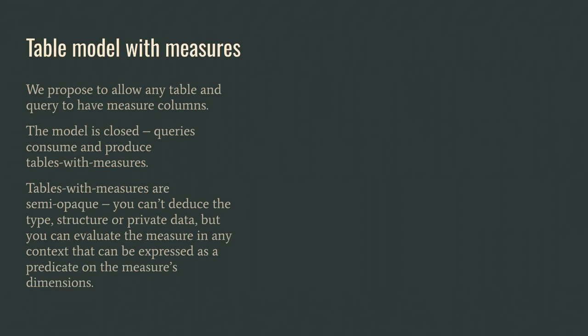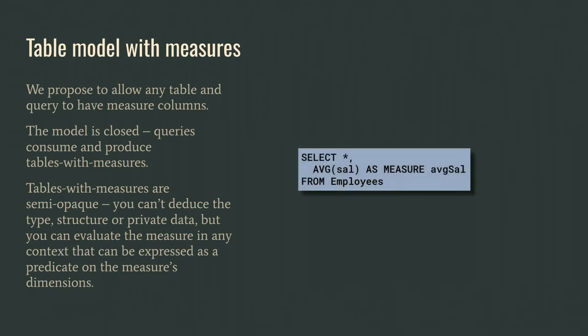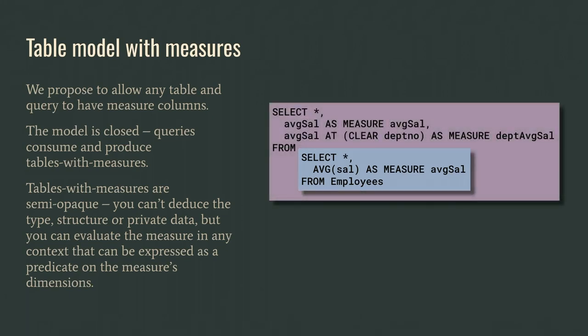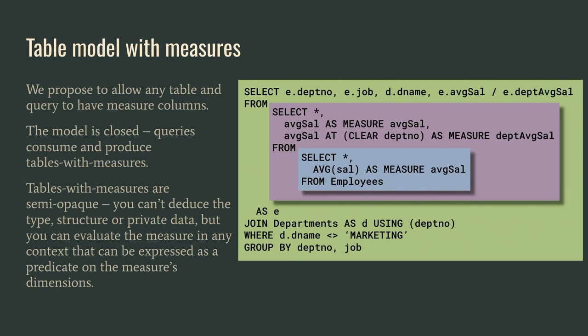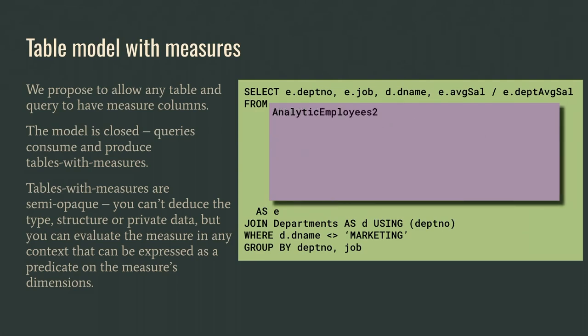So what I want to do is create a new data model, tables with measures, that has the same closure property. I want to create this view which is all the employees plus an additional measure. I want to call this a table with measures. I want to be able to use this in the from clause and use those measures, and evaluate those measures at the call site, when I use average salary on line 2, or indeed on line 3, without my code outside knowing what that formula is. And I want to be able to replace each of these with just the table as a black box. So that's where we're going here.